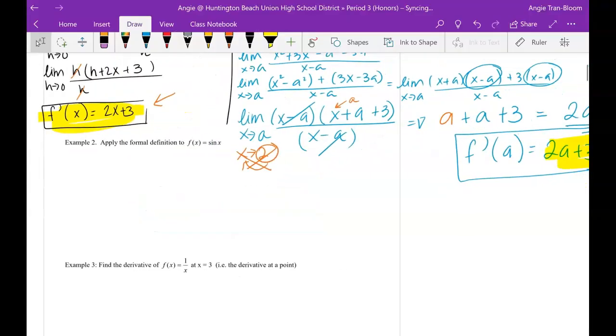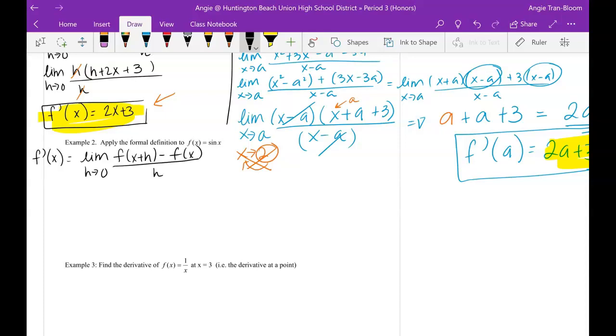Now example 2 says apply the formal definition to our function f of x equals sine of x, okay? So we are going to write the formal definition first. f prime of x, that means the derivative of function f, is the limit as h approaches 0 of f of x plus h minus f of x all over h. This is just the definition. I'm just writing it down for you. Now let's work it out together.